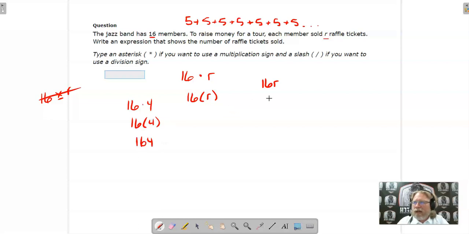We don't have to worry about that here because the r does represent a value, but it's a variable. And we realize that this is going to be 16 times R, so all we have to put is 16R. Do not type on your keyboard 16XR. It'll count it as wrong.